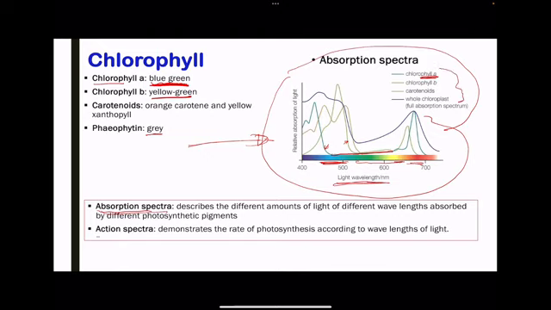Also, you need to know an action spectra demonstrates the rate of photosynthesis according to the wavelengths of light. If you can look in some of the past papers that I've answered previously, there was a question where they give absorption spectra and asked you to use that information in order to draw an action spectrum.